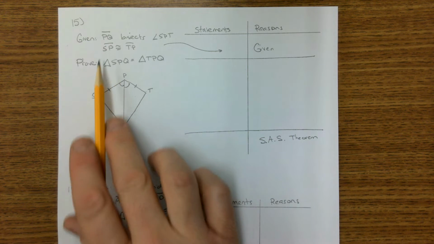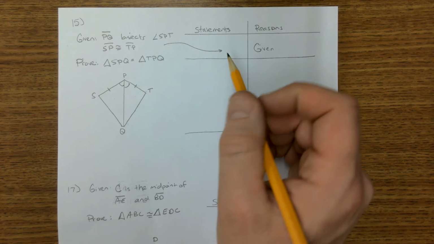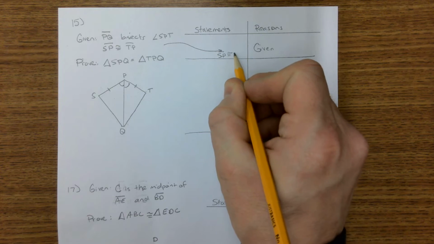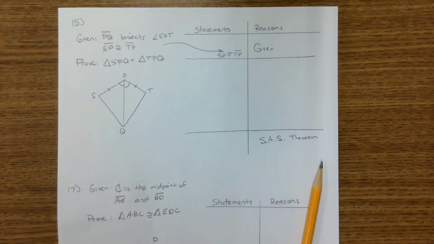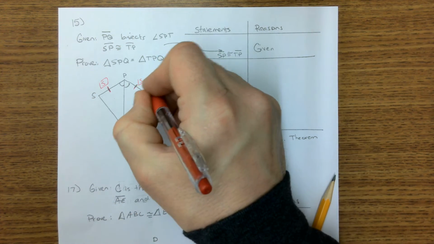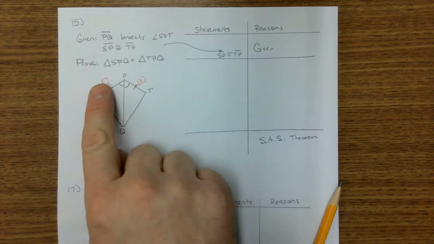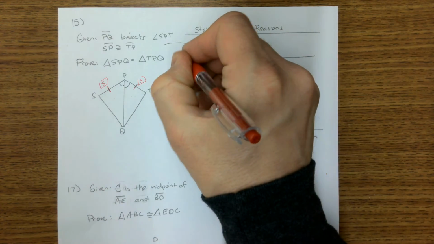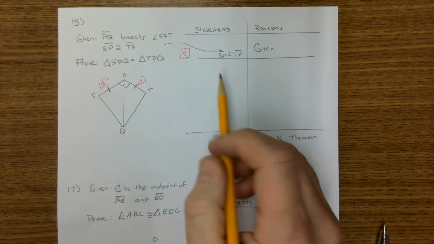Well, first statement we have is that SP, actually I'm going to rewrite this up here again, is TP. They're the same thing. I'm going to mark them right here. This side and this side are the same, so that's a side. We have a side together. This side and this side match. So we have an S, and a lot of times I write it over here too.